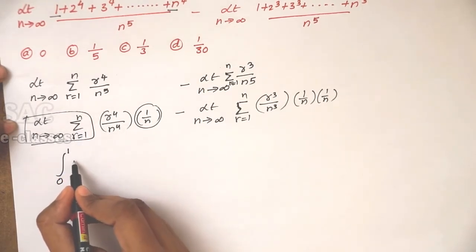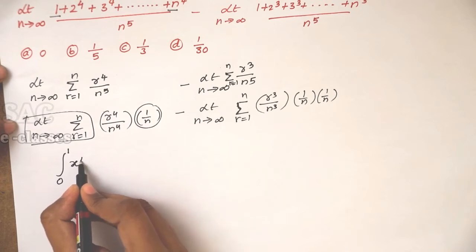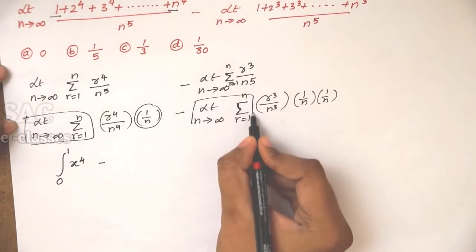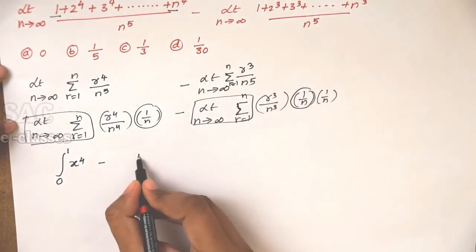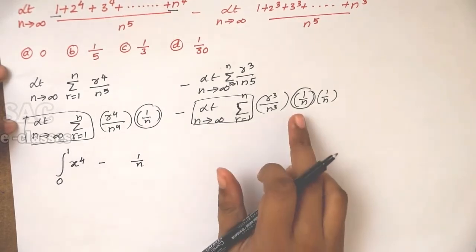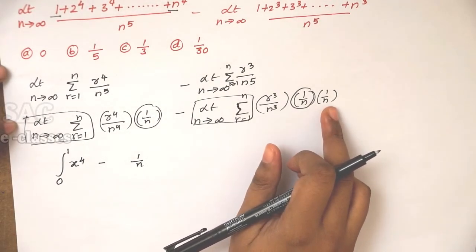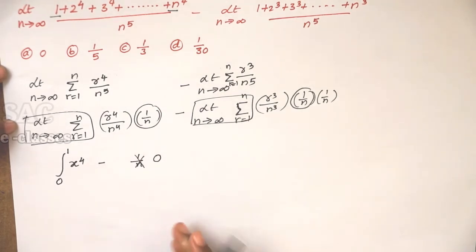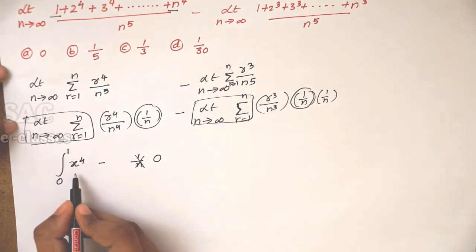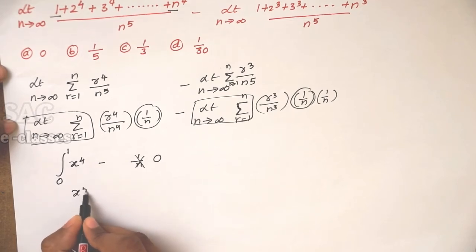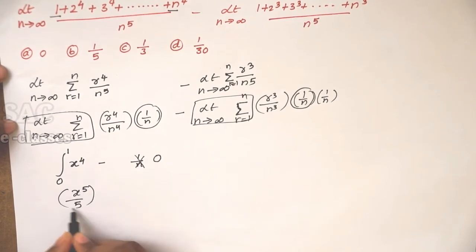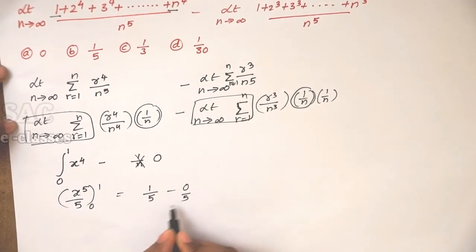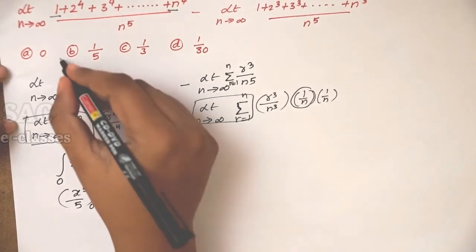So 0 to 1 x power 4, now 1 by n into, but here additional 1 by n is there. We know that 1 by n value is what? 0. So without writing this one, write 0. 0 to 1 integration of x power 4 can be written as x power 5 by 5. Apply the integration. 1 by 5 minus 0 by 5. Then answer is 1 by 5.